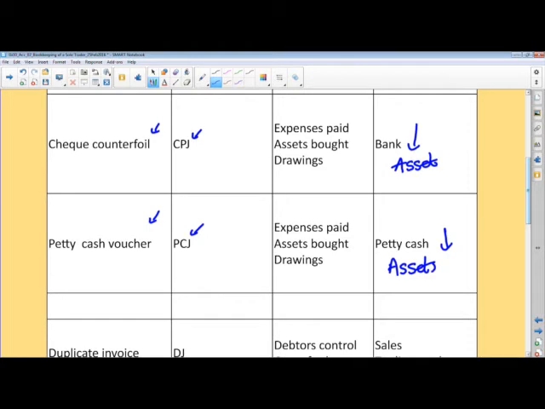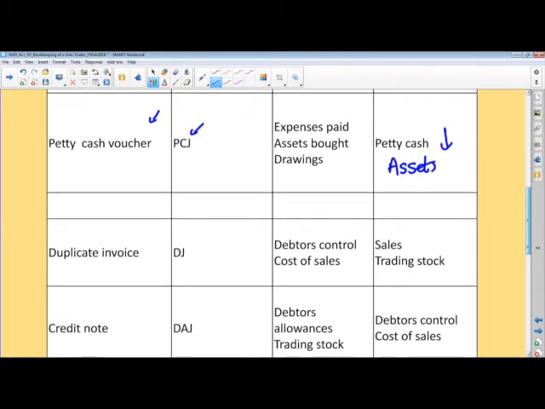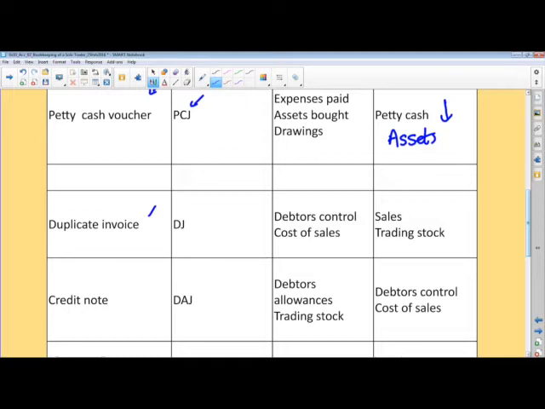Let's continue with the credit sales. When we sell on credit, we will have the duplicate invoice. We'll place those duplicate invoices first in your DJ. We'll close the DJ off to these 4 accounts. Remember, your debtors, which is an asset, will go up. Your cost of sales, an expense, will go up. And I will explain that to you now in detail.